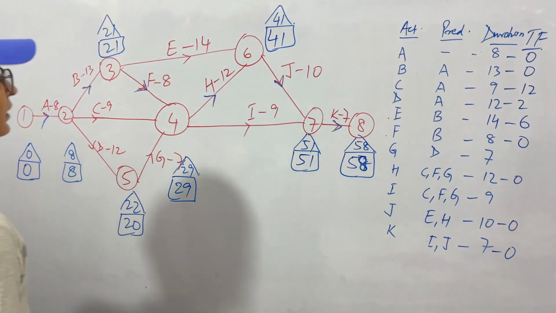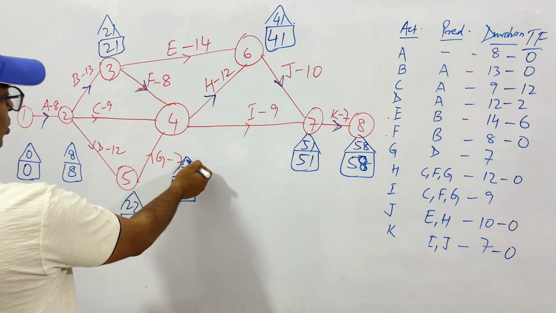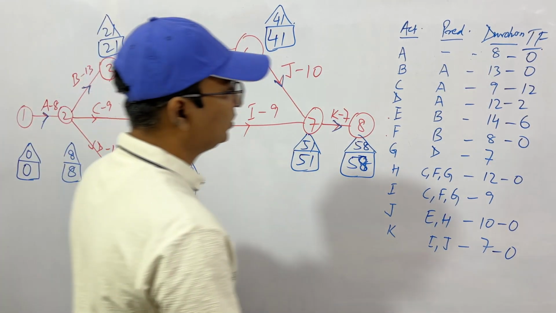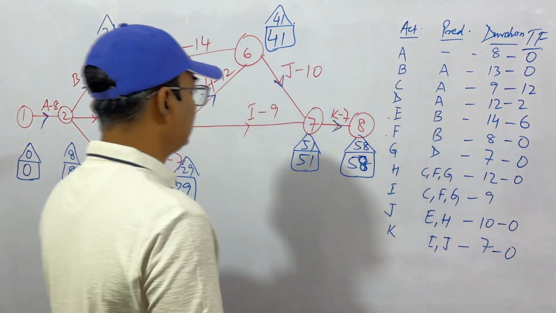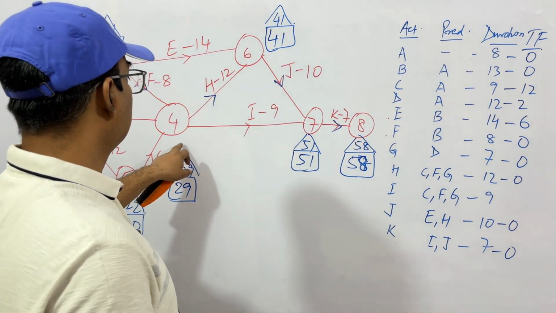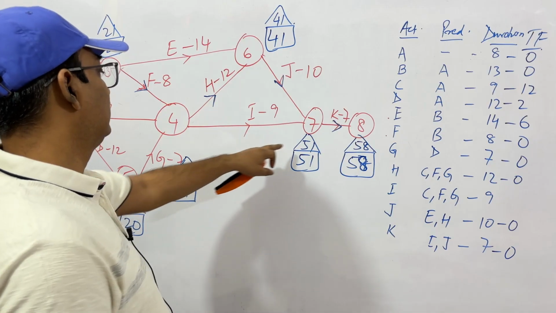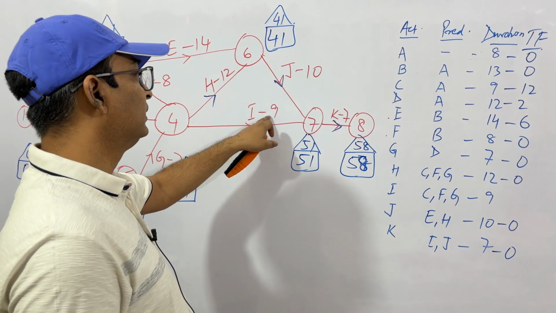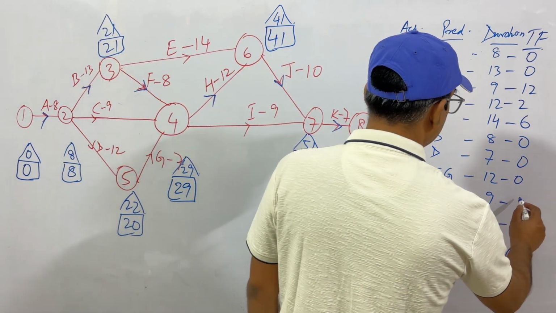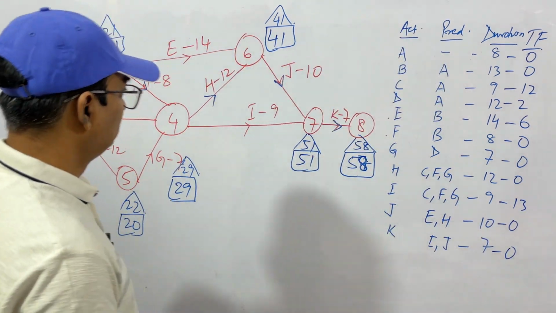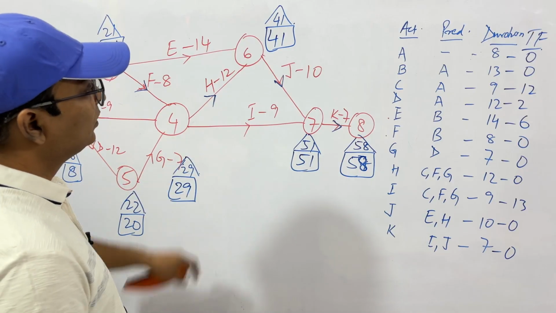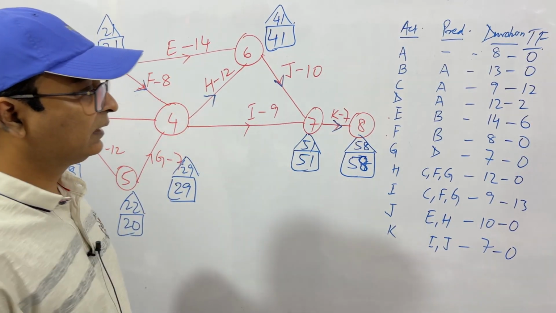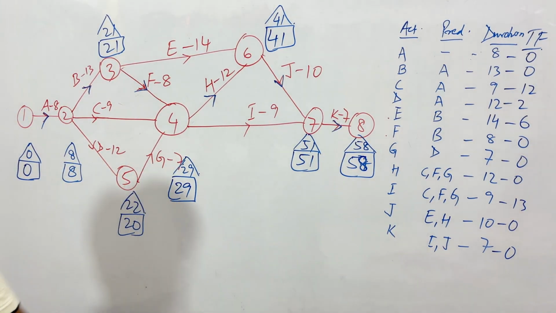Then G. Activity G. Where is G? Is here. So 29 minus 22 is 7. 7 minus 7 is 0. So you don't have any gap here. Then I. 51 minus 29 is 22. 22 minus 9 is 13. So you have a window of 13 days. You can start on day 0 or you can start on day 30. Clear? So we have found total float, and you know how to find free float.